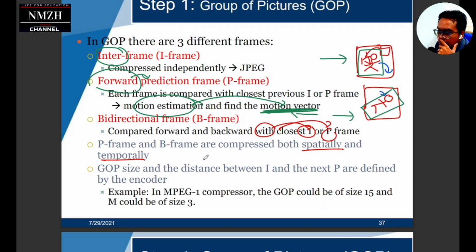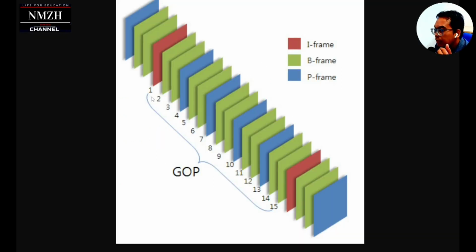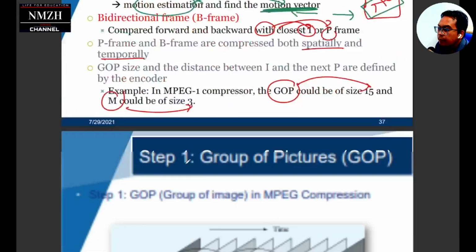Okay, so the GOP size and the distance between I and P are defined by the encoder. So the GOP size is 15 and M is the length 3. We can take a look here: 1 to 15 is the nominal. The 3 means we could interchange the P to B as 3. So in the normal case, this time around we do have 2 here, 1, 2, 1, 2, 1, 2, and so on, right? So that would be the length.